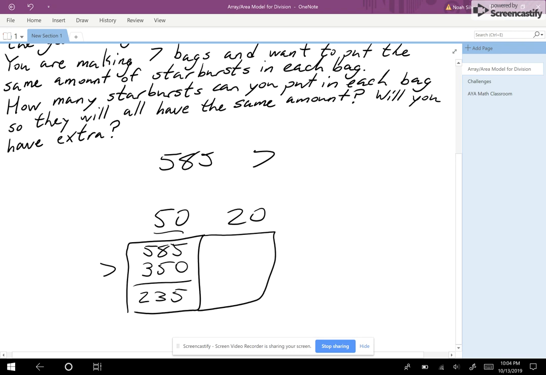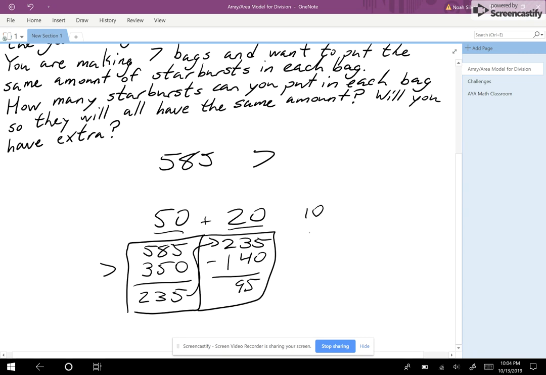So with 20 in each bag, we have our 235 that's left. 20 times 7 is 140. We subtract the two and get 95. Okay, so now we put 50 in the bags and we put another 20. From there, we have 95 left. I think I can put another 10 Starbursts in each bag.